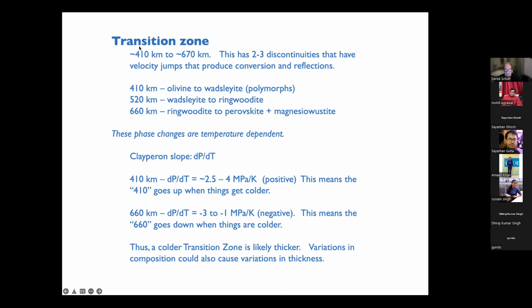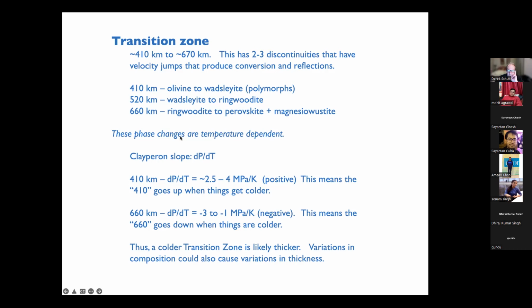Next, I want to talk about the transition zone. It goes from 410 kilometers to 670 kilometers depth. And this has 2 to 3 discontinuities that have velocity jumps that produce wave conversions, so P to S conversions, as well as reflections. So we have olivine to wadsleyite at 410 kilometers depth. At 520 kilometers depth, wadsleyite to ringwoodite. And this is typically only seen in areas where you have subduction and you have cold mantle going down. And then at 660 or 670 kilometers depth, we see ringwoodite turning to perovskite and magnesiowüstite.